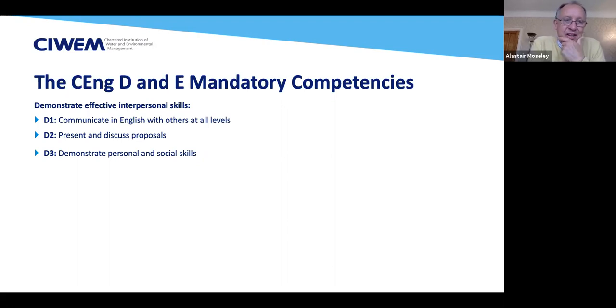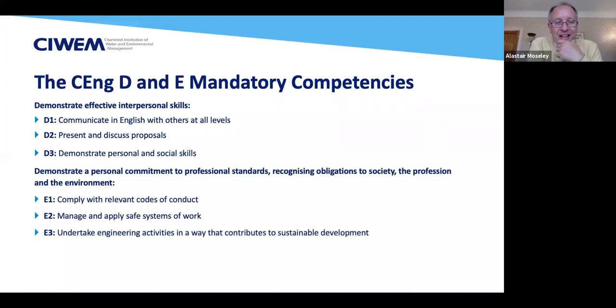Probably a good one to ask a colleague about, actually, to get their view of what they think you are as a professional and how you're easy to work with, hopefully. And then the E-competencies for chartered engineer, there's 5 of these. So demonstrate a personal commitment to professional standards. So you can see the very first one here is about complying with relevant codes of conduct. And then we have managing and applying safe systems of work. So that one reads well across to our C2, actually. So you may be able to use a mix and match on those.